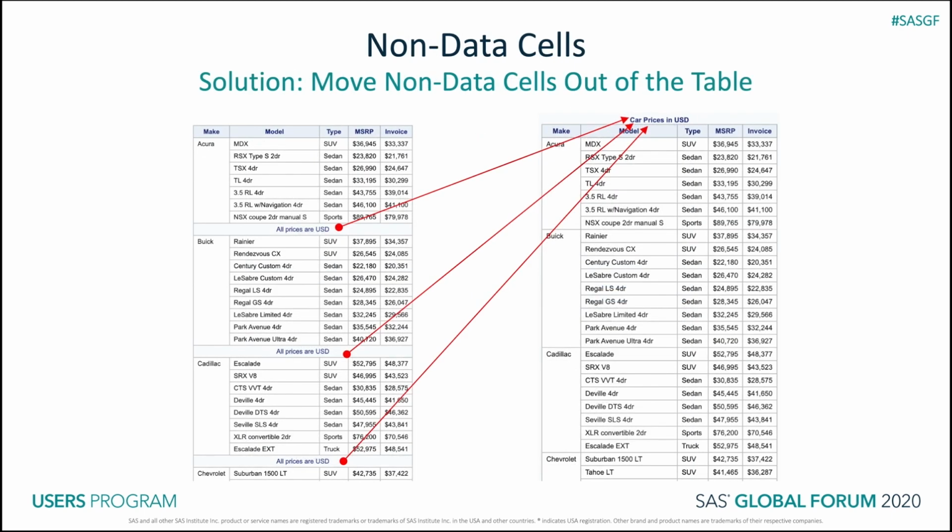For the non-data cells, the basic solution is to move the non-data cells out of the table. In this case, I just took that repeated reminder of "all prices are USD" and moved that up and made it part of the table caption. And so it's no longer part of my table. I'm going to read it as part of the description of the table, but it's not going to be intermixed with all the data.